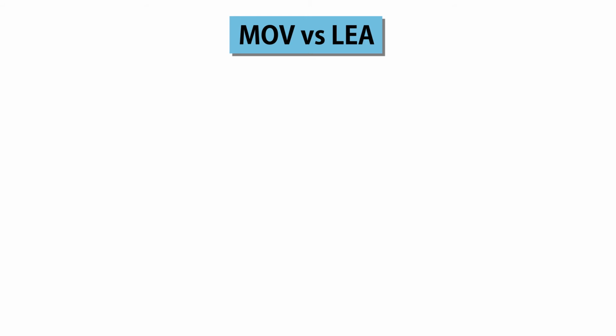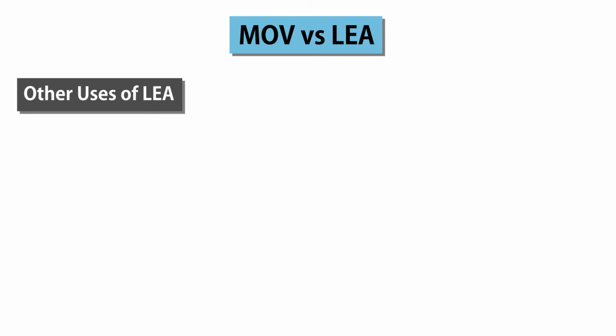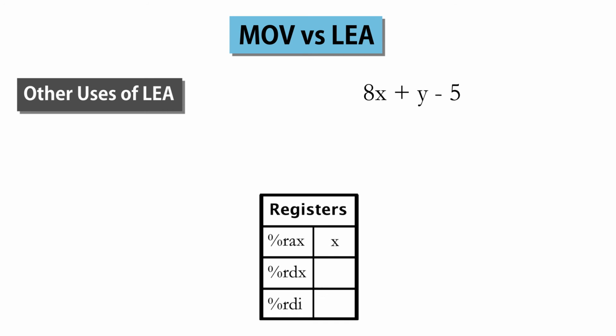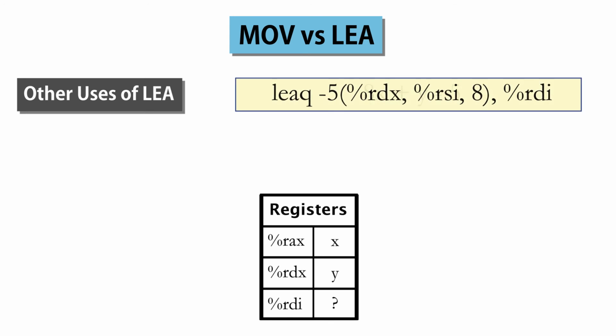Sometimes an LEA instruction is generated by the compiler for reasons other than address computation. It's used for doing arithmetic on values stored in registers. For example, suppose you wanted to compute the expression 8x plus y minus 5, where x is stored in register RAX and y in register RDX. Let's assume we want to leave the result in register RDI.